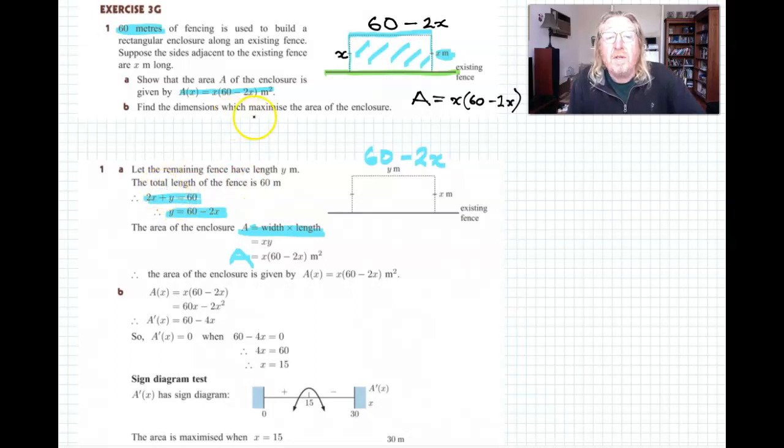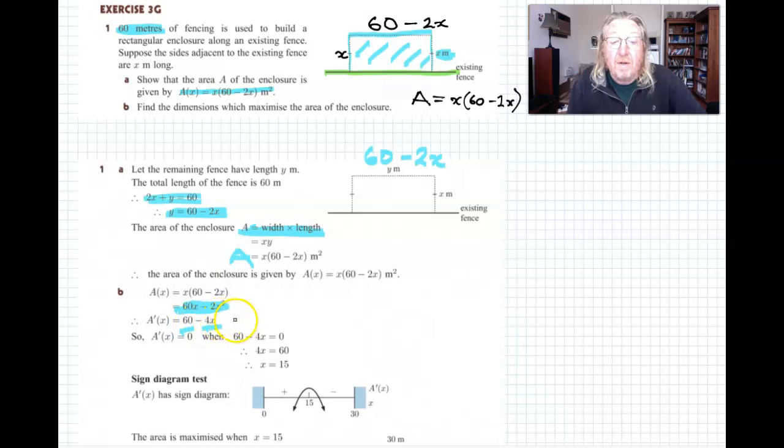Now it says find the dimensions which maximise the area of the enclosure. Well, this is where the calculus comes into it. So we need to differentiate that function. They've expanded it to make the derivative easier down here. 60 times X is 60X. X times 2X is 2X squared. So there's our function we're going to differentiate. The derivative of 60X is 60, and the derivative of 2X squared is 4X. So that's our derivative function there, 60 minus 4X.